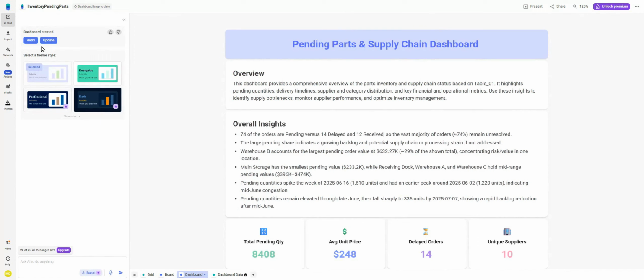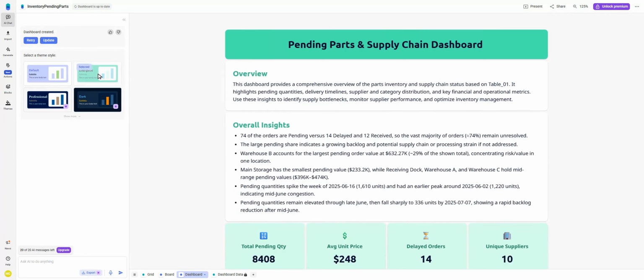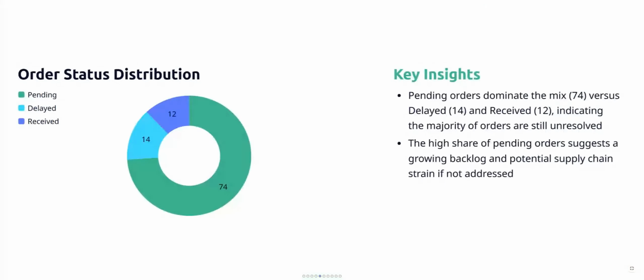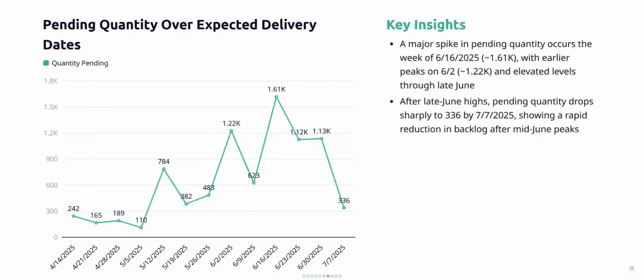Now let's see it in presentation mode. This full-screen view is perfect for executive briefings and team meetings. The clean layout highlights critical supply chain bottlenecks and pending orders across all locations and suppliers.